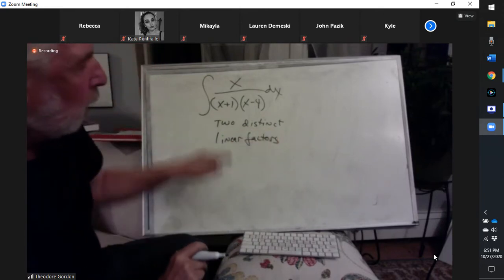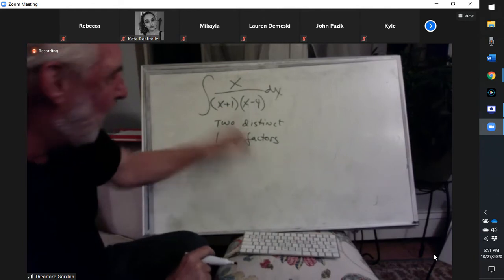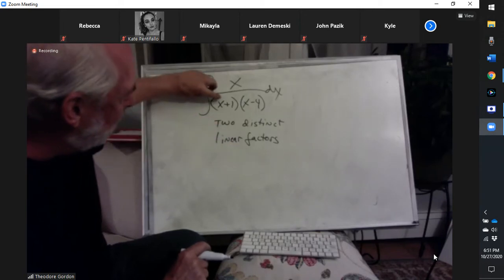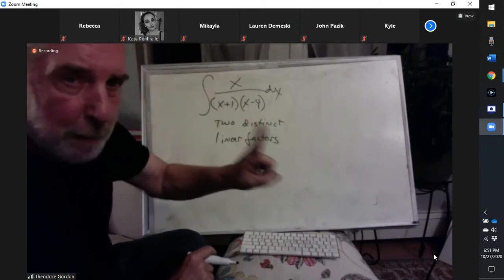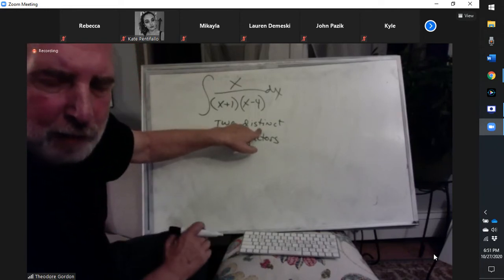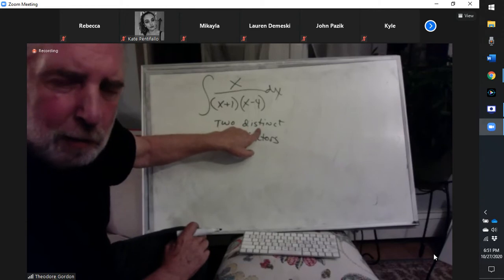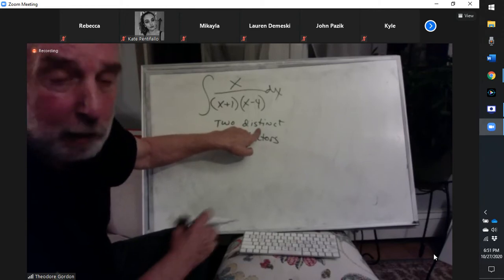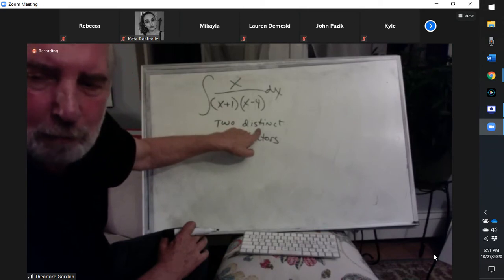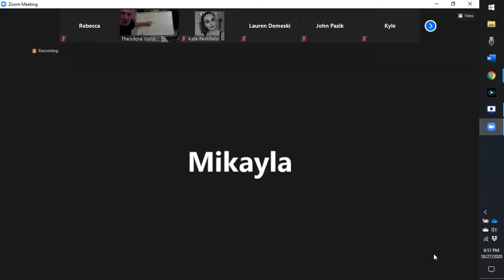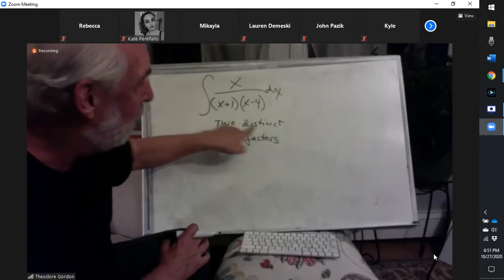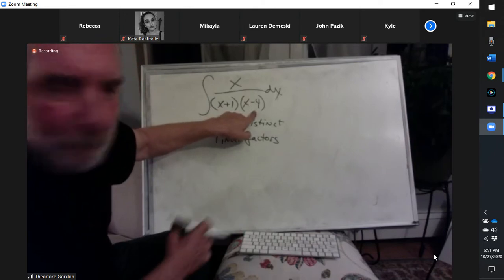Well, 2 obviously means 2, and factors means multiply. So these are linear because the exponent on the x's is a 1. That makes them linear. What does the word distinct mean? That has a meaning in mathematics. In real life, it means the same thing. Anybody know what the word distinct means? Like separate? Yes, kind of close. They're different.